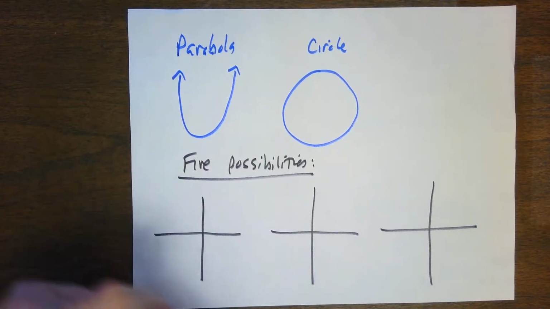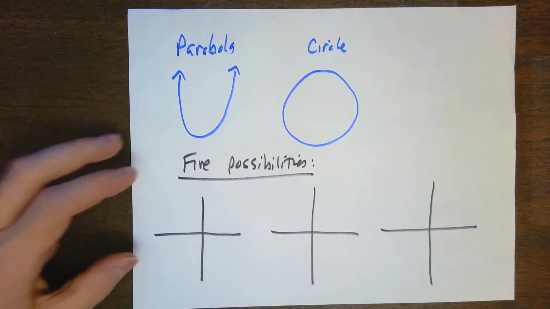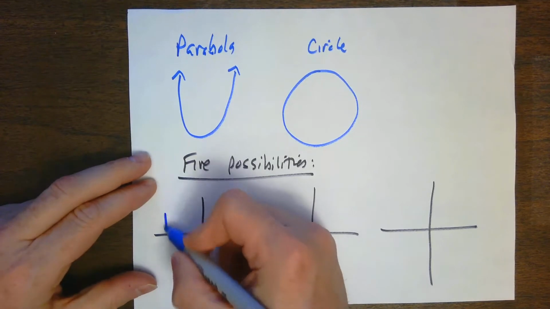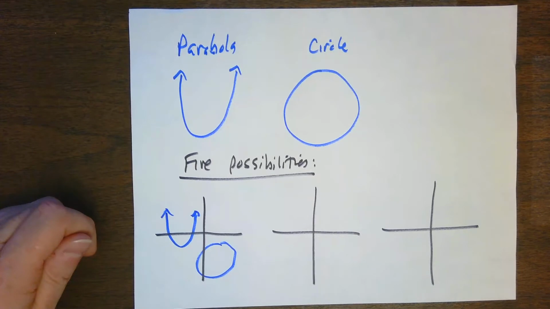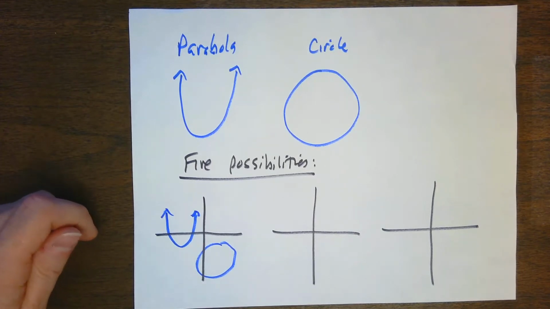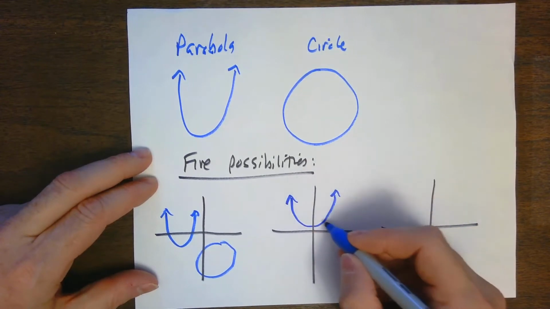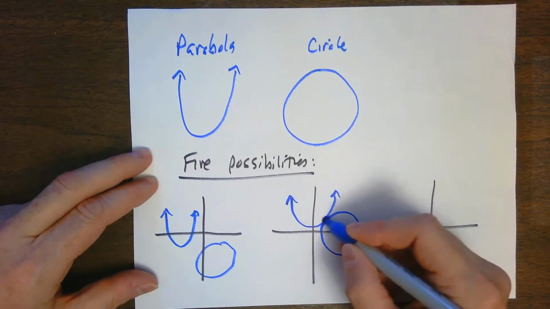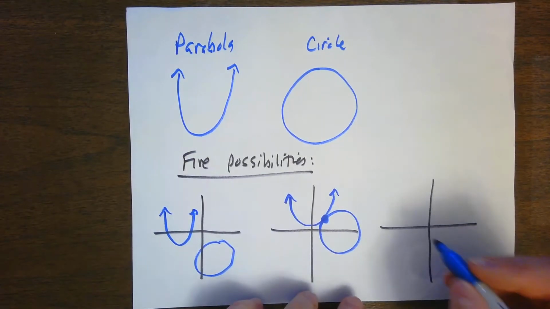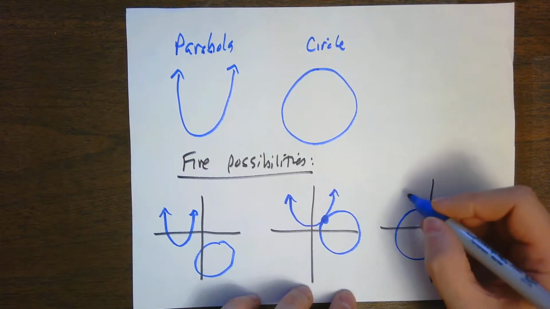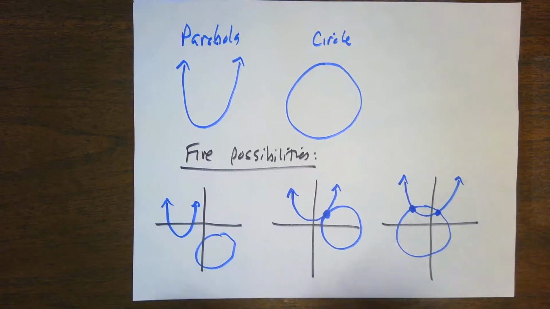We'll do the first 3 here, and then I'll get another piece of paper and we'll do the next 3. So first, is it possible that there are no points of intersection? Yes. For example, I could have the parabola here and the circle there. No points of intersection. Is it possible to have one and only one? Yes. I could have the parabola here, and I could have the circle here. 1 point of intersection. Is it possible to have 2 points of intersection? Yes. I could have the circle here and the parabola there. And I could get 2 points of intersection.